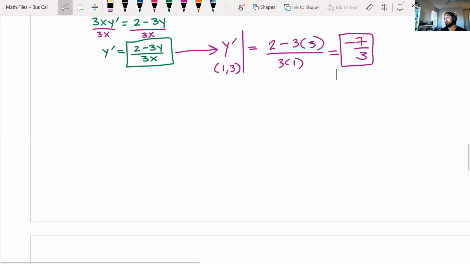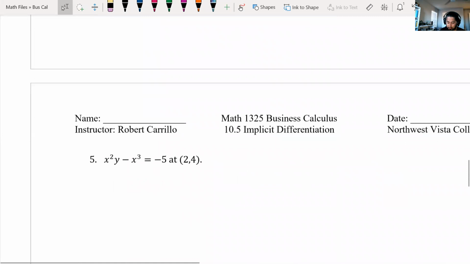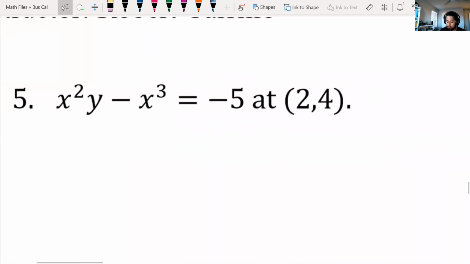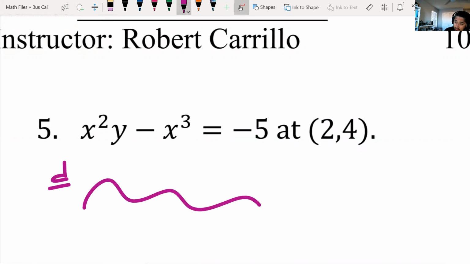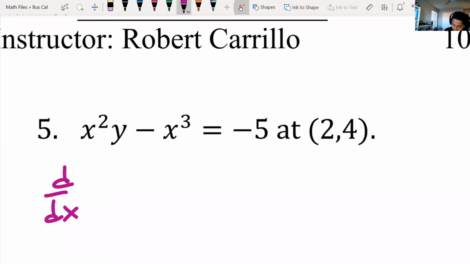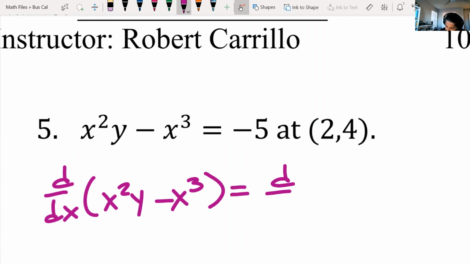All right. Let's do it again. All right, number 5. X squared y minus x cubed equal to negative 5. So again, let's start. We'll say d over dx of x squared y minus x cubed equal to d over dx of negative 5.